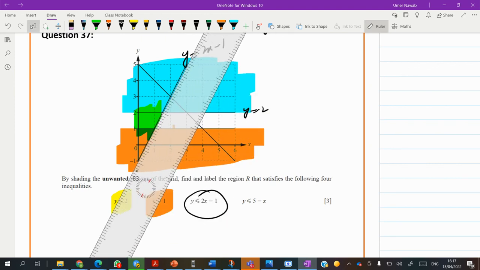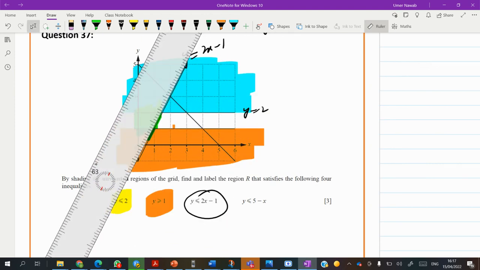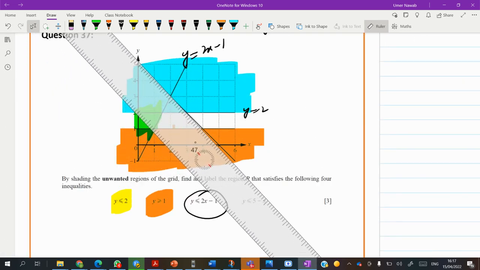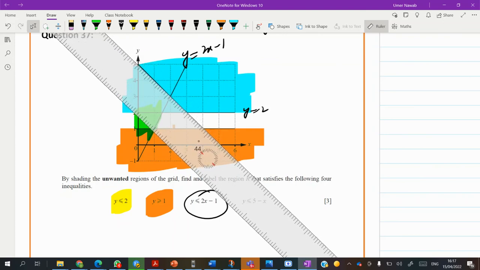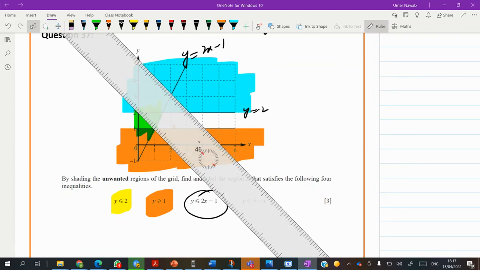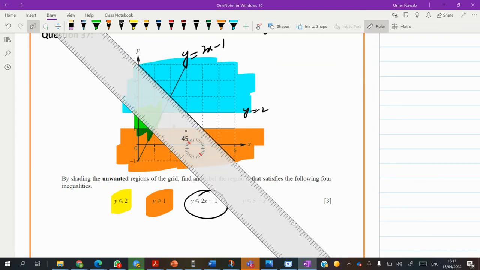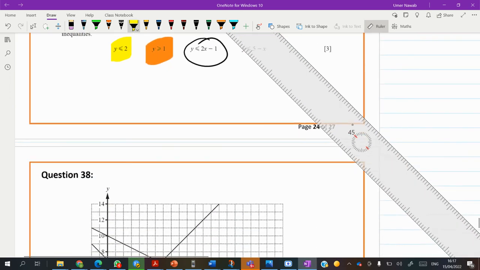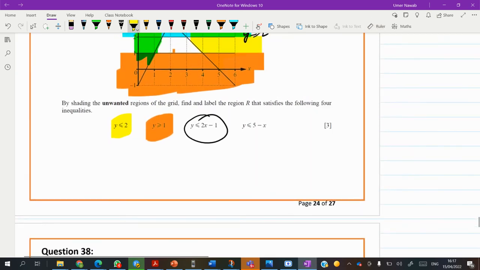Okay, last line. It is already drawn by him. Less than or equal to, this portion is wanted. Above portion has to be shaded. I'm going to shade the above portion. So this is your R.